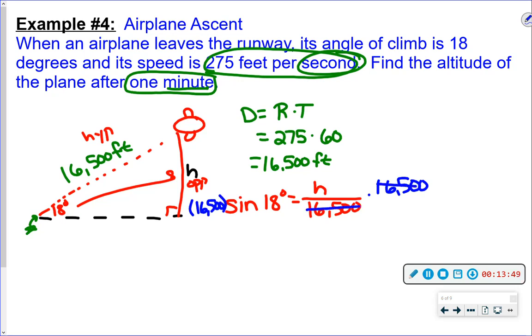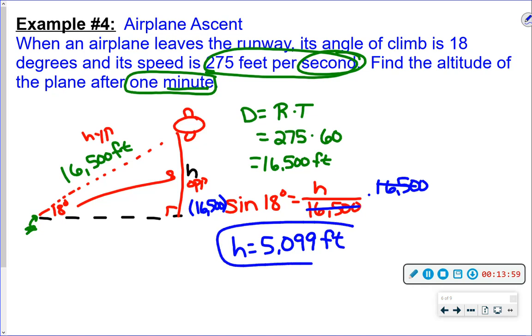So I just rounded it to the whole unit this time since the 16,500 is a whole unit. So I'm going to put 5,099 feet. And again, if it doesn't specify what to round to, I'm not going to be very picky about that. I usually, since I see the numbers in the given problem are all whole numbers, I round to the whole. I try to kind of follow the problem if I can.